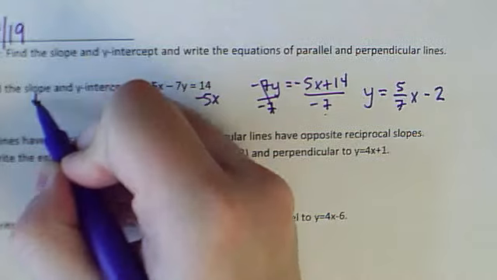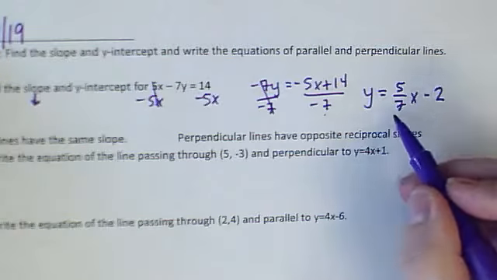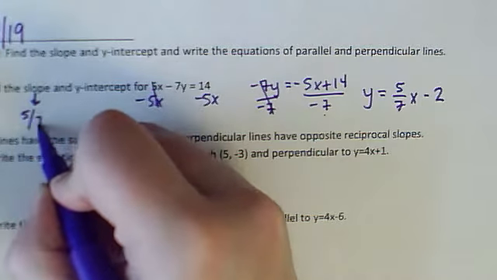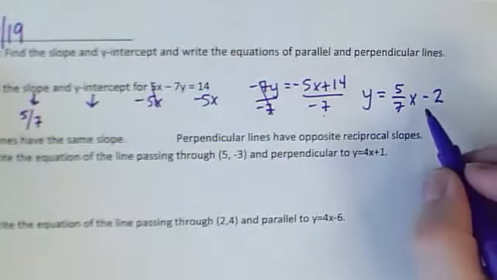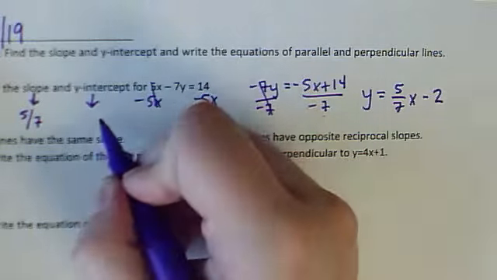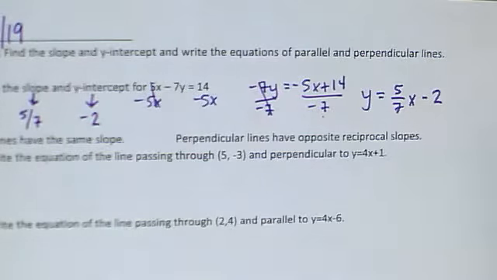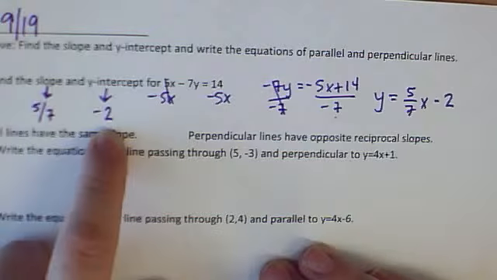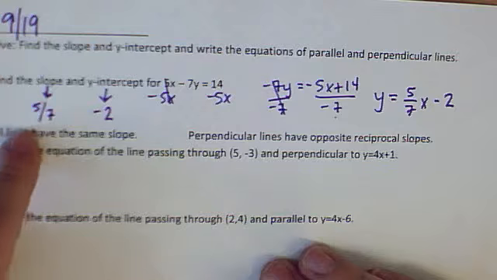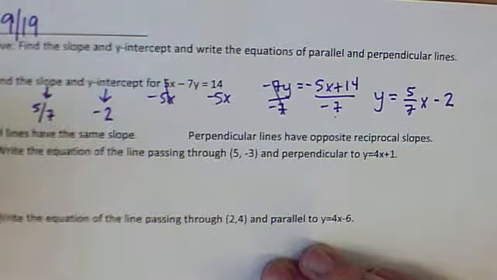So my slope is the number with the x, so that's 5/7. And my y-intercept is the number by itself, so that would be negative 2. So there, both of those are identified, so if I wanted to graph, I would start at negative 2 on the y-axis, and then from there go up 5/7, and you'd be good to go.